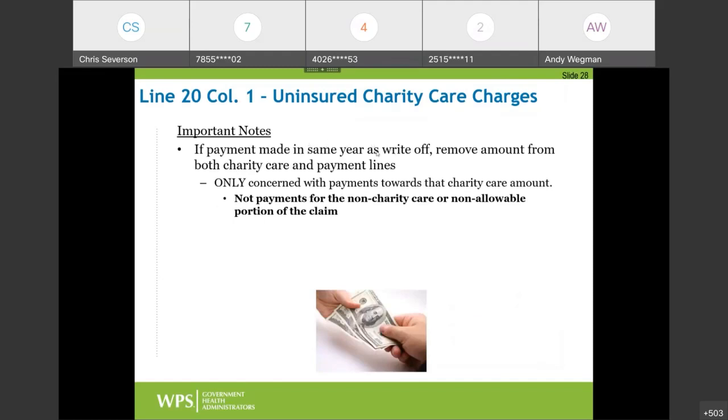Back to when I talked about the payments, I said it had to be a payment against a charity care write-off from a prior period. If you have a payment against charity care in this same year as the write-off, we don't want to see the amount in either line. It should have been netted out before the listing was created. So it should not be in charity care, and it should not be in payments. It's already gone.